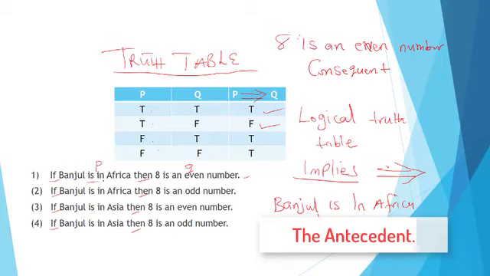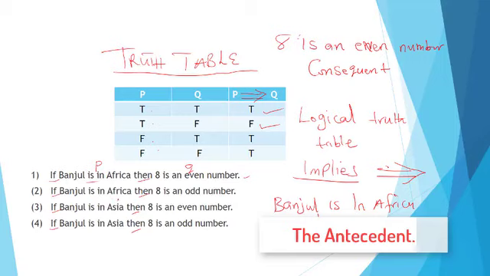So if Banjul is in Africa, that's the antecedent. The major controller of this is usually the consequence, because the consequence happens to be the result of anything. So you judge a logical statement from the consequence. Like here I will say 8 is an even number, you place it here, true. 8 is an odd number, false, you place it. 8 is an even number, truth, you place it. Remember we have the antecedent appearing here, but we are not using it to judge.